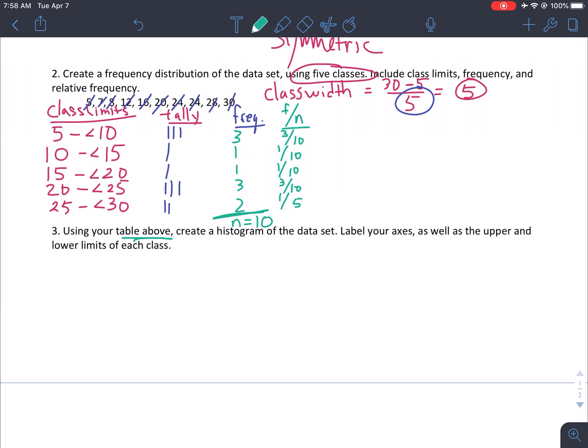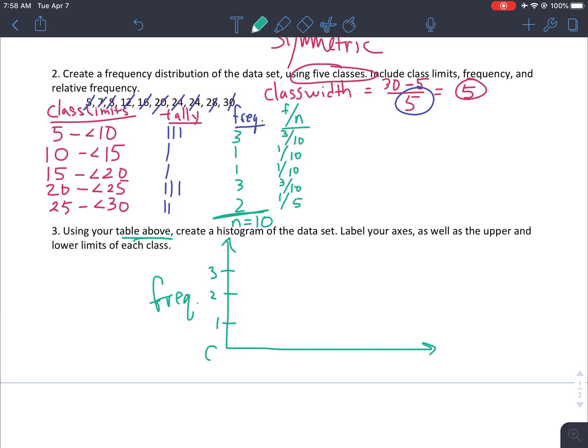And that means when I draw my axis, the highest I have to go on the vertical axis is 3. And we're going to label that frequency. Now I'm also going to use the class limits.